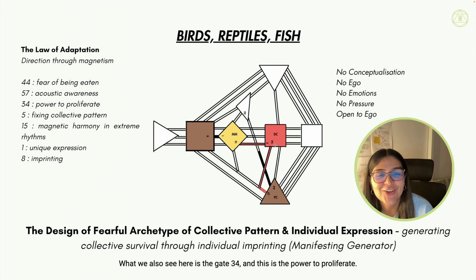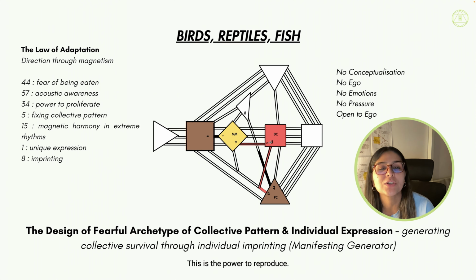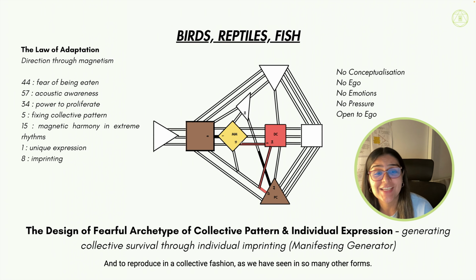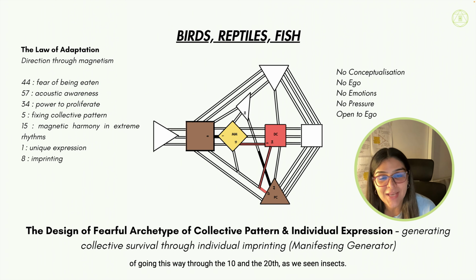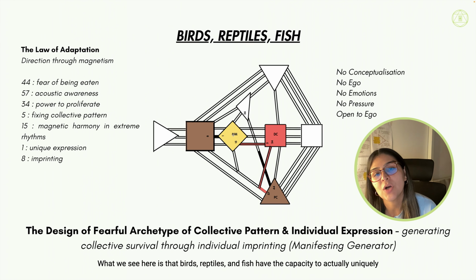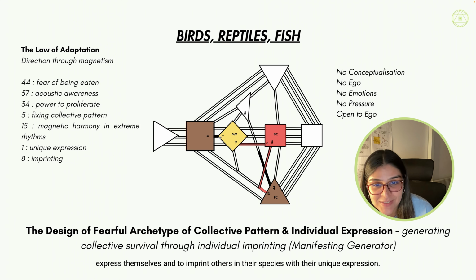What we also see here is the gate 34, and this is the power to proliferate. This is the power to reproduce, and to reproduce in a collective fashion, as we have seen in so many other forms. But what is really unique about birds, reptiles, and fish is that instead of going this way to the 10 and the 20th, as we see in insects, this penetrating presence in the now, birds, reptiles, and fish have the capacity to uniquely express themselves and to imprint others in their species with their unique expression.